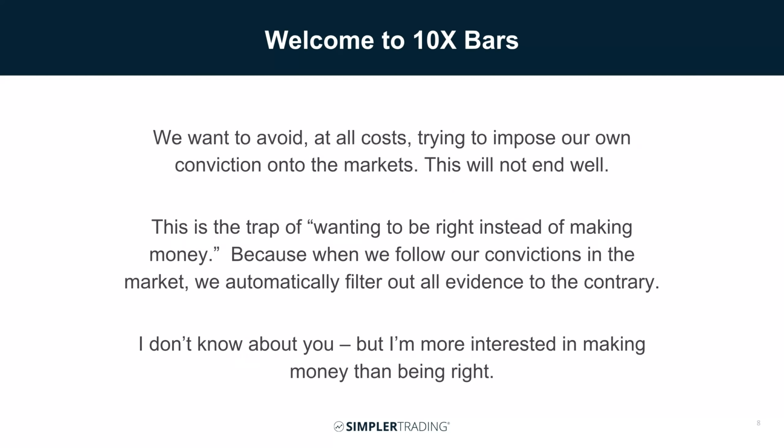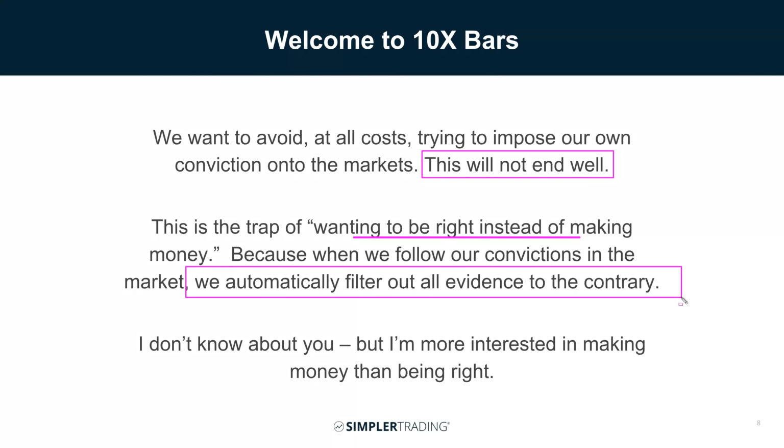All right, we want to avoid at all costs trying to impose our convictions on the market. Okay? There are few guarantees in life, but the one guarantee here is that this will not end well. Yeah, it may work fine on the next trade, but over the course of a trading career, your career will end. This is the trap of wanting to be right instead of wanting to make money. Because when we follow our convictions in the market, we automatically filter out all evidence to the contrary. Okay, this is also known as confirmation bias.